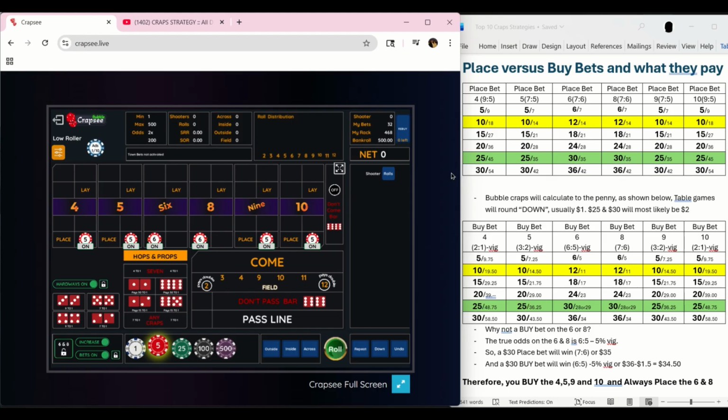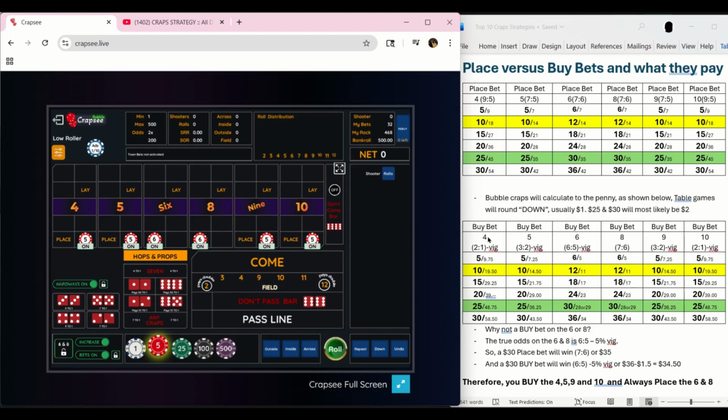So you just need to make sure that they're paying you correctly, and you need to know if they're paying true odds as if it were a buy bet, or on house odds where it's in the casino's favor as it would be on a place bet. And obviously you want a casino that's going to pay you as much in your favor as possible.